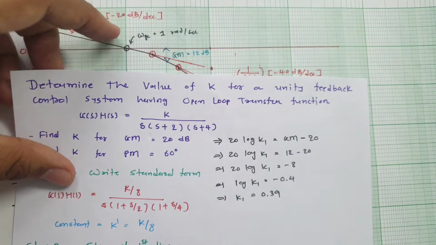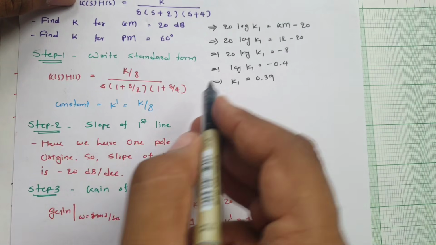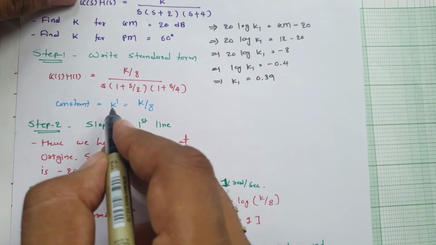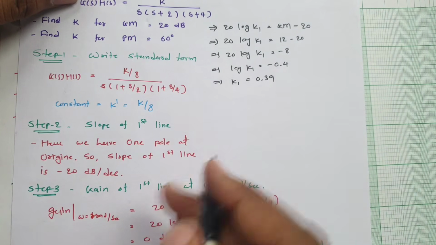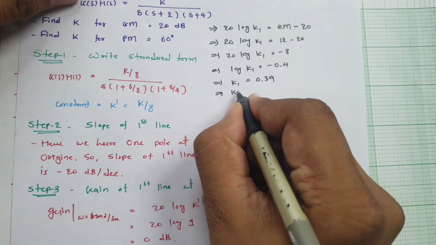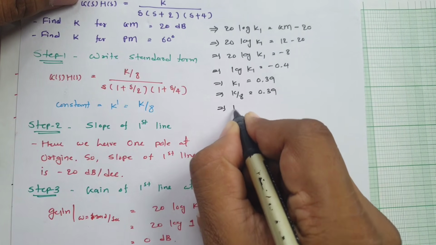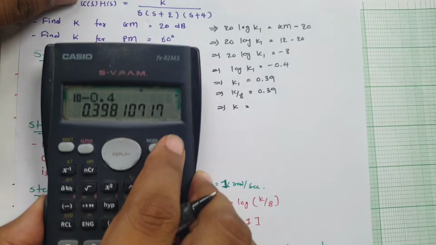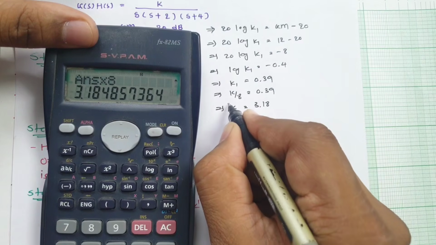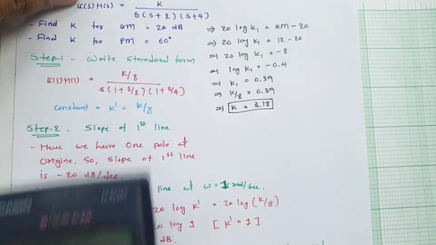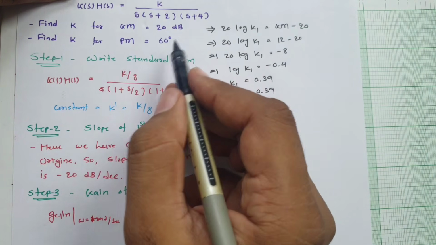Sorry, I have written K1, it is actually K dash. So K dash is K by 8. So we need to multiply by 8 to get the value of K. So 3.18. This is our first answer for K: 3.18 if gain margin is 20 dB.